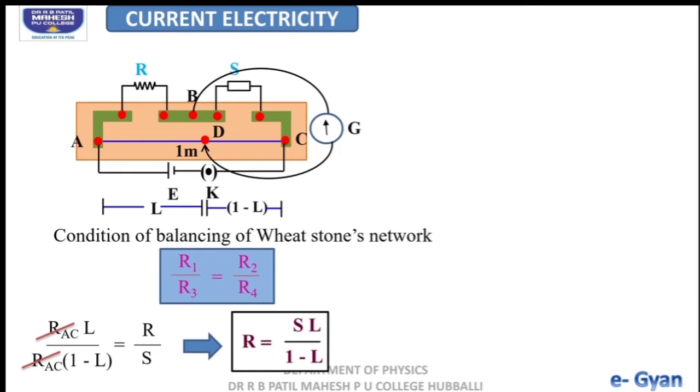With the help of this equation, we can find the value of unknown resistor R by knowing the value of S and by measuring the value of L. This is one of the applications of meter bridge.